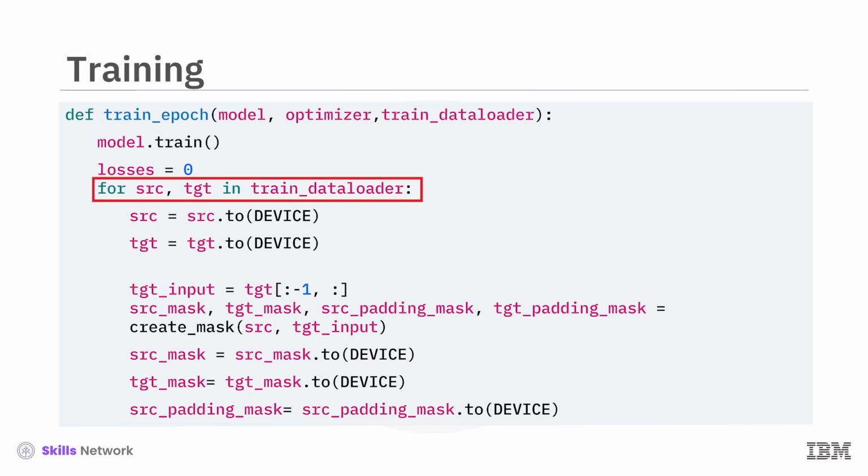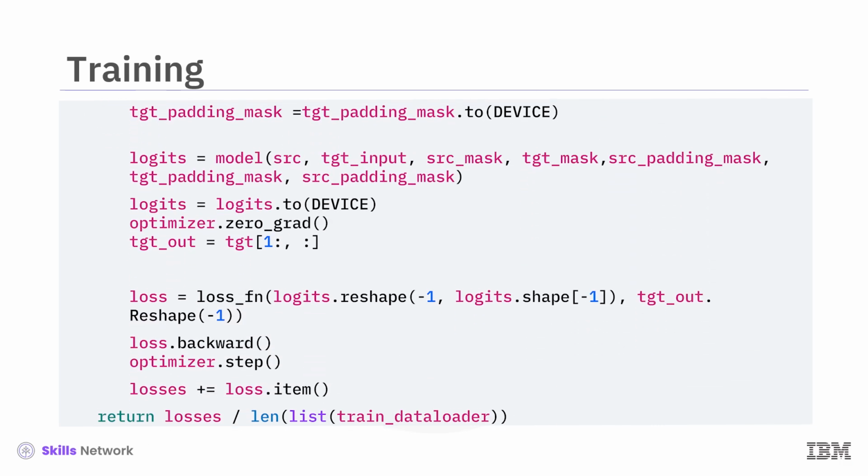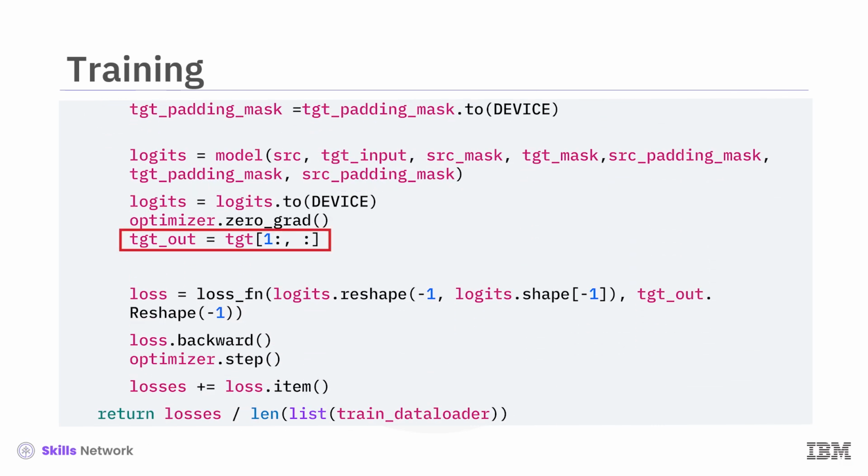Iterate over the source, SRC, and target, TGT sequences provided in each batch. The target input is essentially the sequence with the last token removed. Then, generate the necessary masks. A forward pass through the model generates the predictions. During this phase, you'll also input the target input.